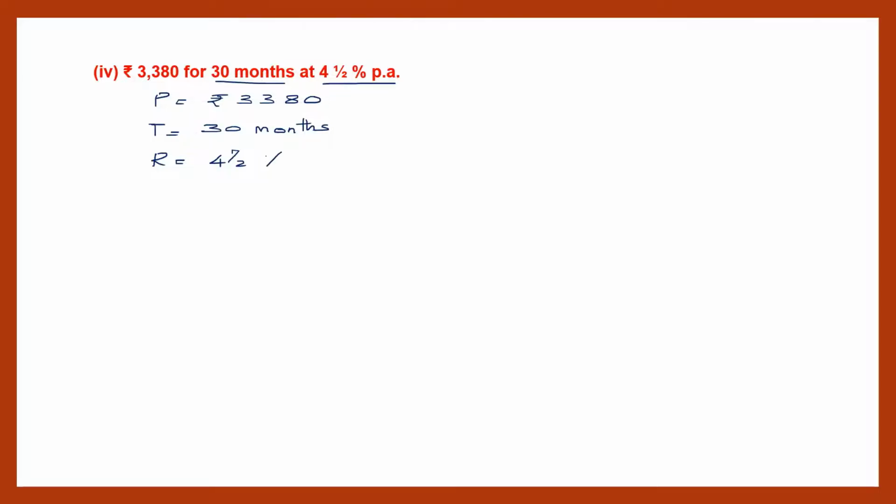4.5% per annum. Now can you see here it says per annum, that means this is per year, whereas time has been given in months. So time is always written according to the rate. So if the rate is per annum, time also should be per annum, that is per year. So that means 30 months should be written as 30 by 12 because there are 12 months in a year. So time is going to be 30 by 12 years. 30 months have now become 30 by 12 years and the rate is 4.5%.